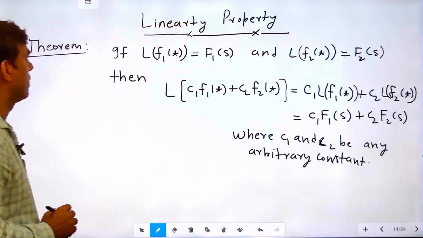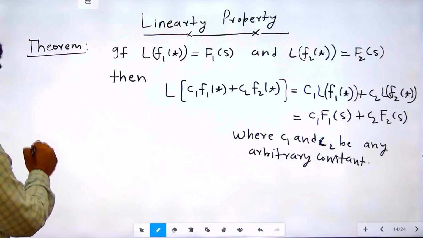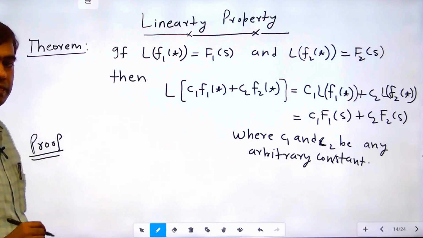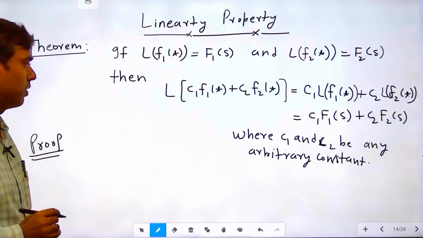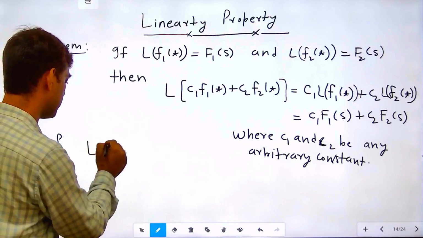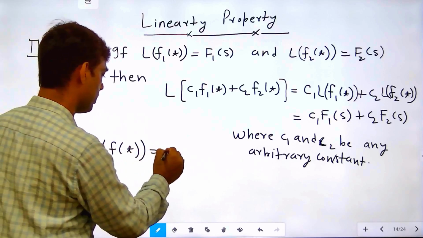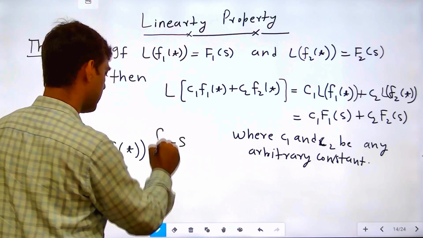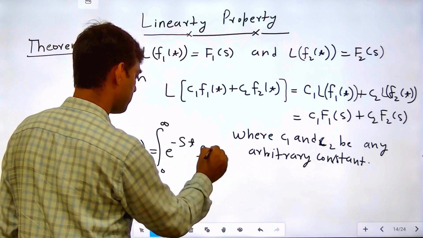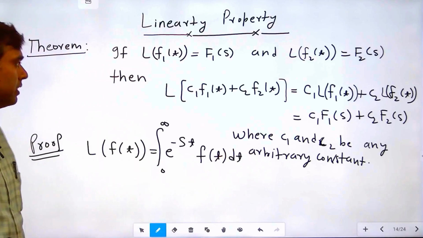So how do we prove the linearity property? The proof of the linearity property is based on the definition of a Laplace transform. What is the definition of a Laplace transform? Laplace transform of any function f(t) equals the integral from 0 to infinity of e to the power minus st f(t) dt.